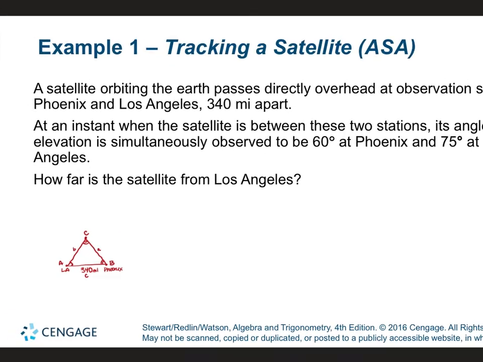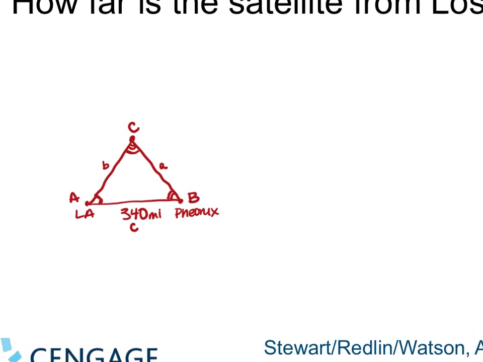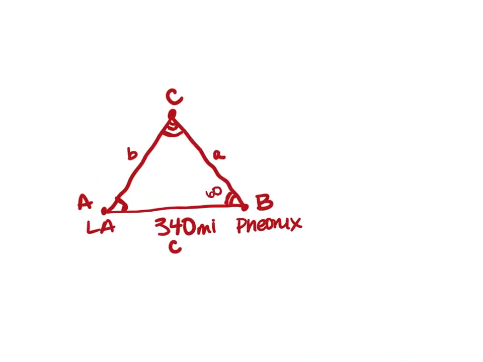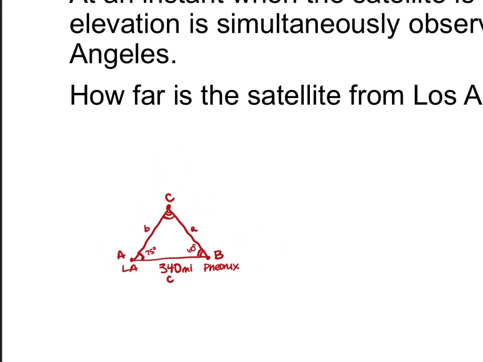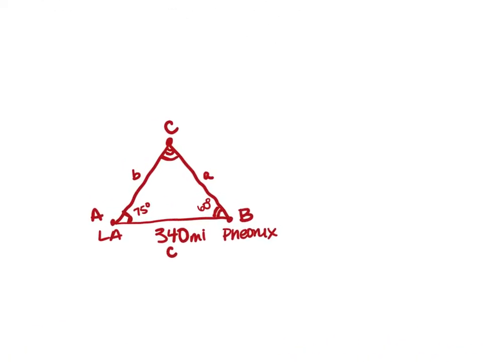It tells us that at an instant, when the satellite is between these two stations, its angle of elevation is simultaneously observed to be 60 degrees at Phoenix. So Phoenix at angle B is 60 degrees. And then angle A, which would be Los Angeles, would be 75 degrees. From here, we are finding out how far the satellite is from Los Angeles. So we want the distance from Los Angeles to the satellite, which is this distance here. So we're finding for B.